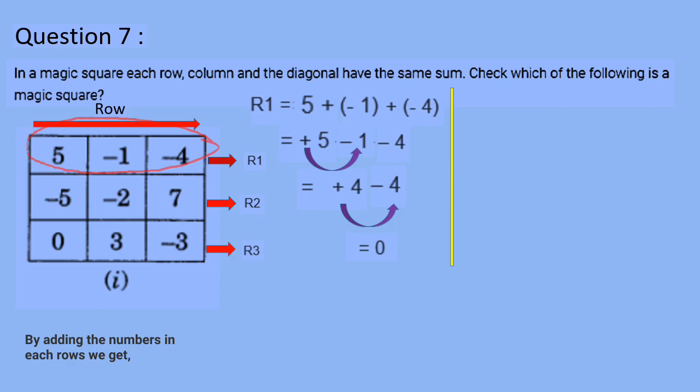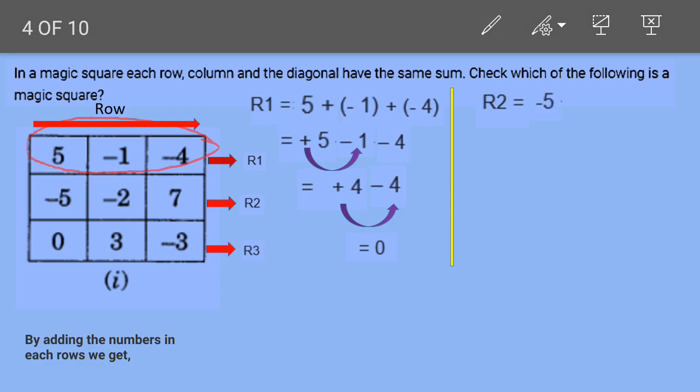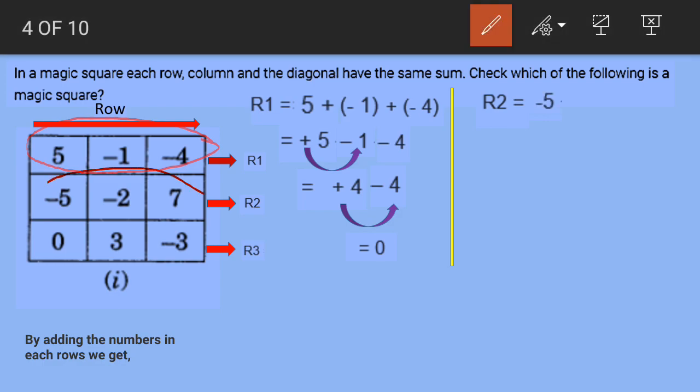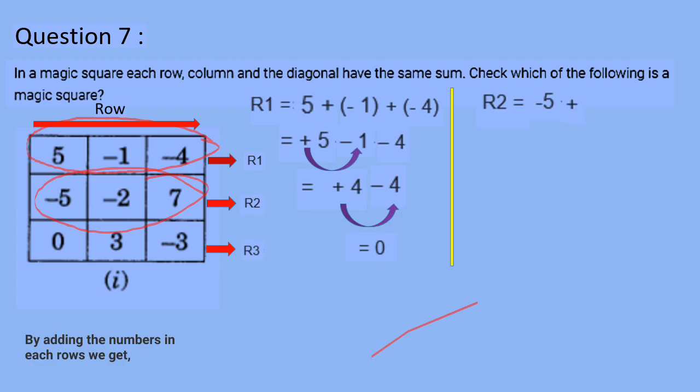Next, I'll take R2. Here the values are minus 5, minus 2 and 7. I'm going to add all these three integers. Minus 5 plus minus 2 plus 7. The next line, I'm going to remove the bracket. Minus 5 will come as it is, plus into minus is minus, then plus 7 will come as it is.